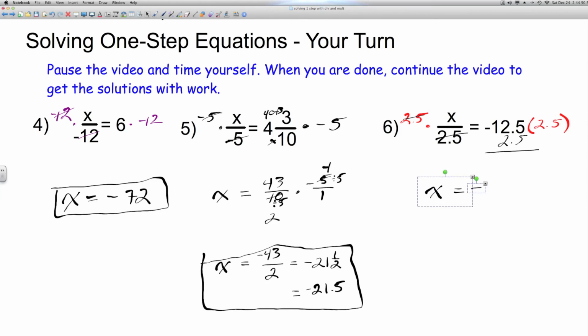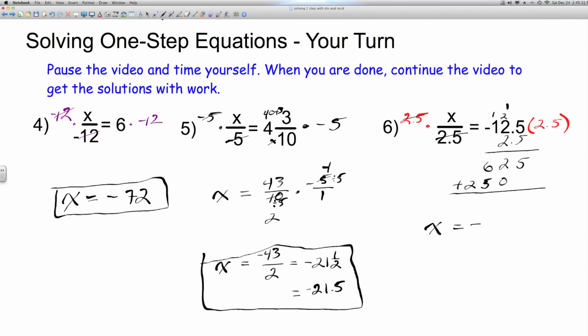I'm going to need to move this down a little bit. 5 times 5 is 25. Write down the 5, carry the 2. 5 times 2 is 10, plus 2 is 12. Write down the 2, carry the 1. And 5 times 1 is 5, plus 1 is 6. Moving on, 2 times 5 is 10. Carry the 1. 2 times 2 is 4, plus 1 is 5. And 2 times 1 is 2.